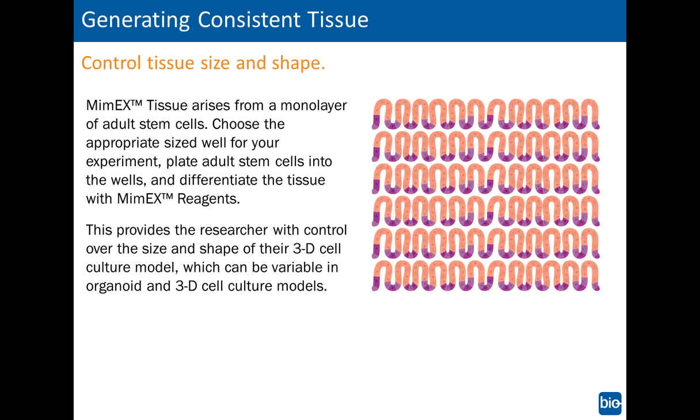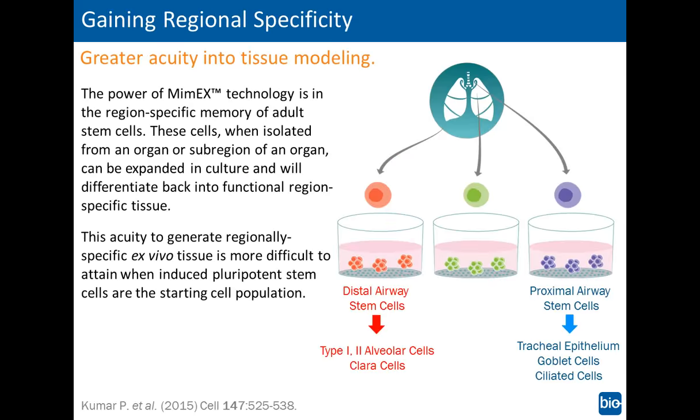Another benefit is the consistency of the tissue. So our tissue arises from a monolayer of stem cells, and then from there, there's a stereotypical differentiation that occurs, and this is consistent from well to well, with the size and shape of the well determining the size and shape of your tissue. So this is great for reproducibility, and this may be a drawback for other 3D model systems like organoids.